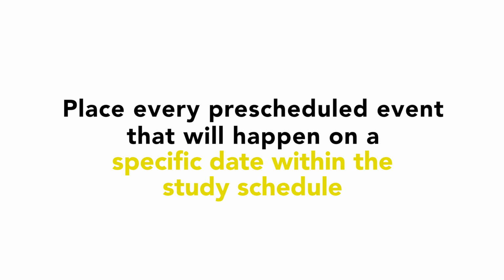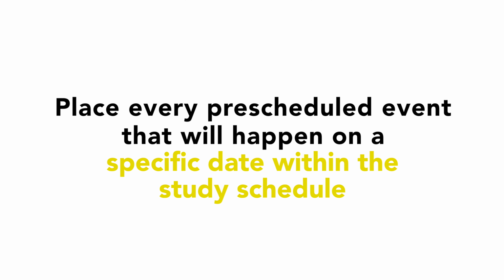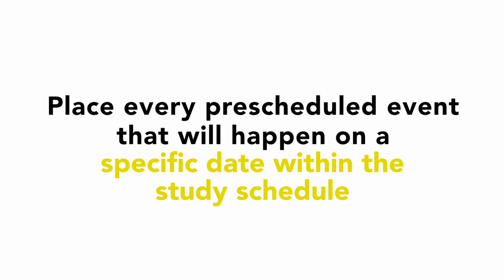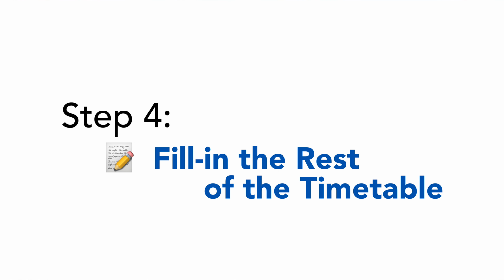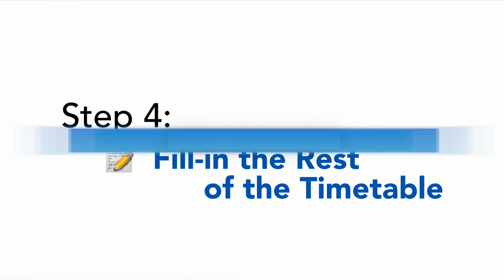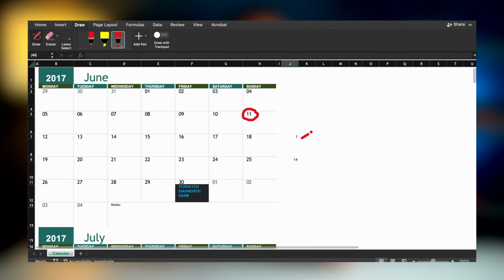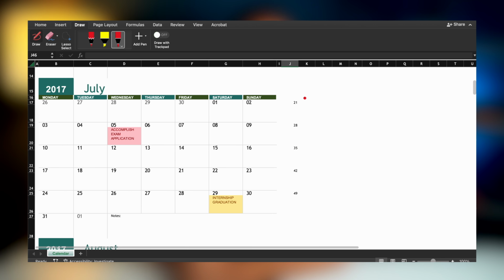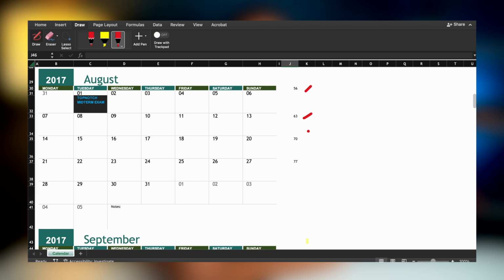In this step, you just have to place every pre-scheduled event that will happen on a specific date within the study schedule. Step 4 is to fill in the rest of the timetable. Now that the fixed parts or the pre-scheduled events of the study schedule have already been set or written down, let's go to filling in the rest of the schedule. To do this, I count the days between the current date and the exam day. In this example, that will be 90 days.